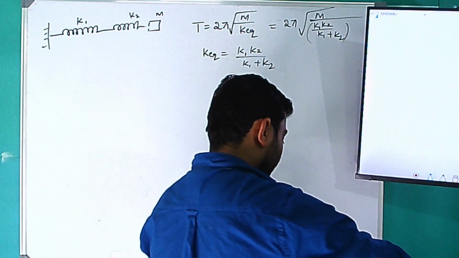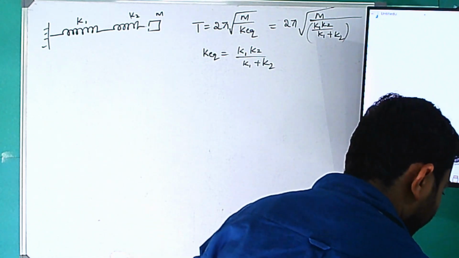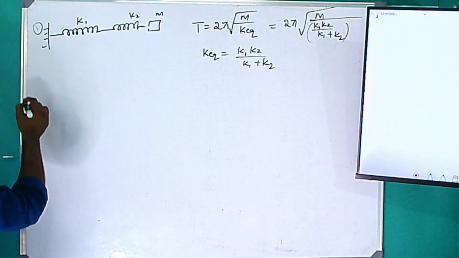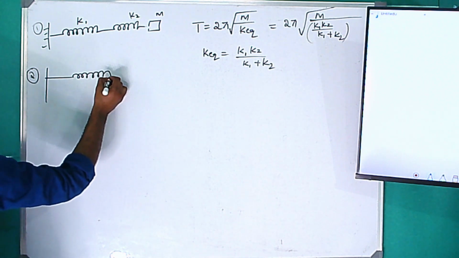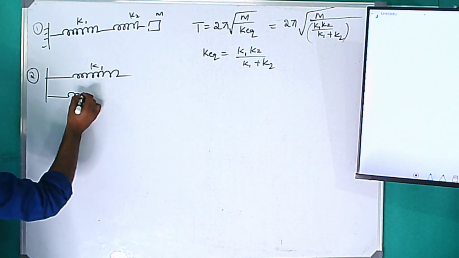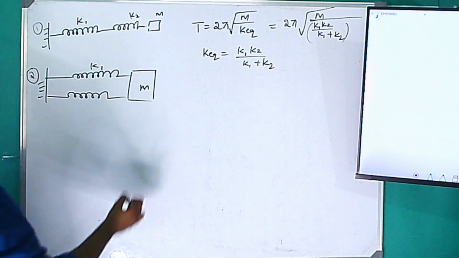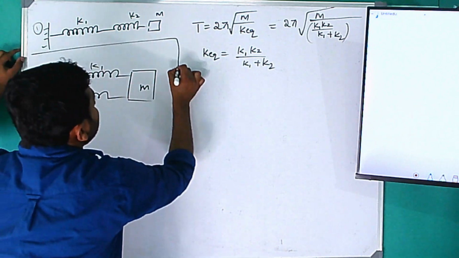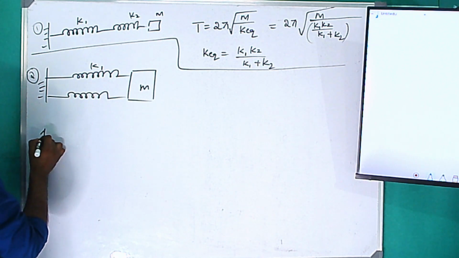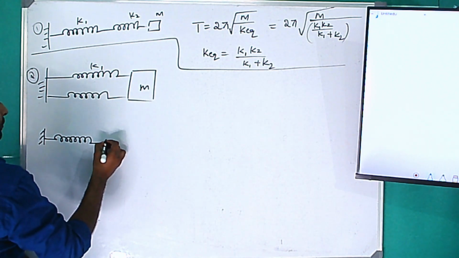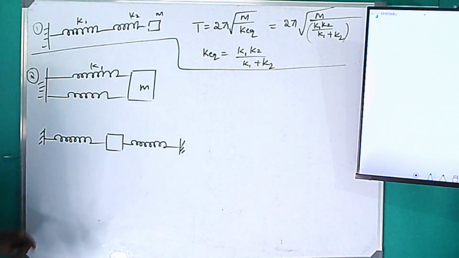The time period of a system where two springs are connected in parallel. The next one, this is the first case. The second case is two springs of spring constant k1 and k2 are connected in parallel as shown in the figure. So this is one type of combination, parallel. ಇದು ಮೇಲೆ ಬರ್ದಿರೋದು ಪೂರ್ತಿ ಸೀರೀಸ್ ಆಗತ್ತೆ. So this is parallel and this one is also parallel. So this is also a parallel combination.